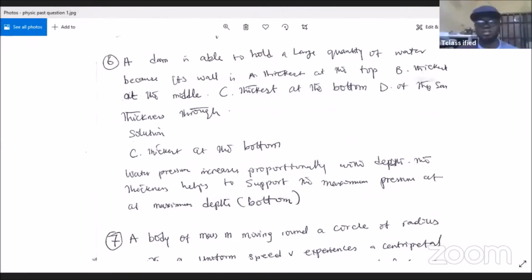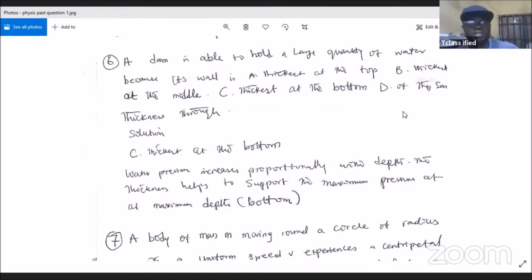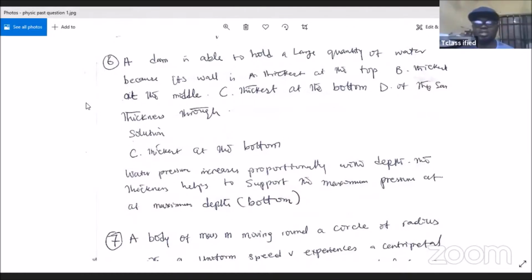Okay, so let's look at question number 6. It is part of the ones we couldn't do that day. A dam is able to hold a large quantity of water because its wall is A, thickest at the top, B, thickest at the middle, C, thickest at the bottom, D, of the same thickness. So the answer is thickest at the bottom.